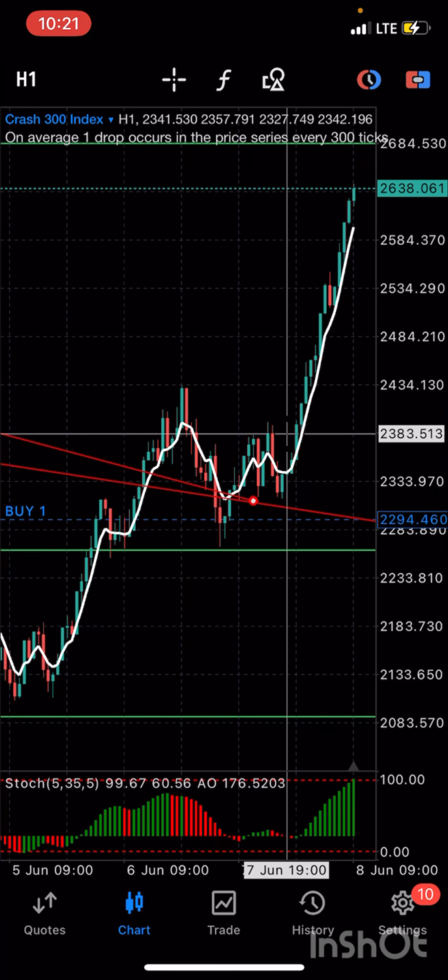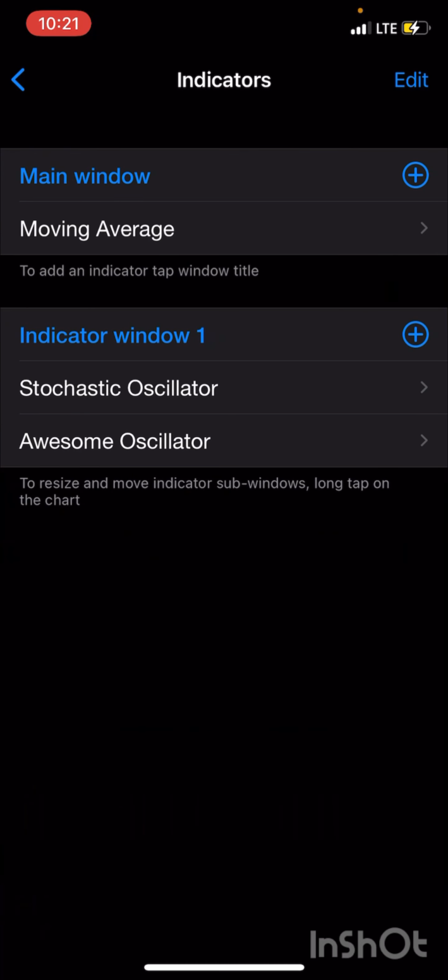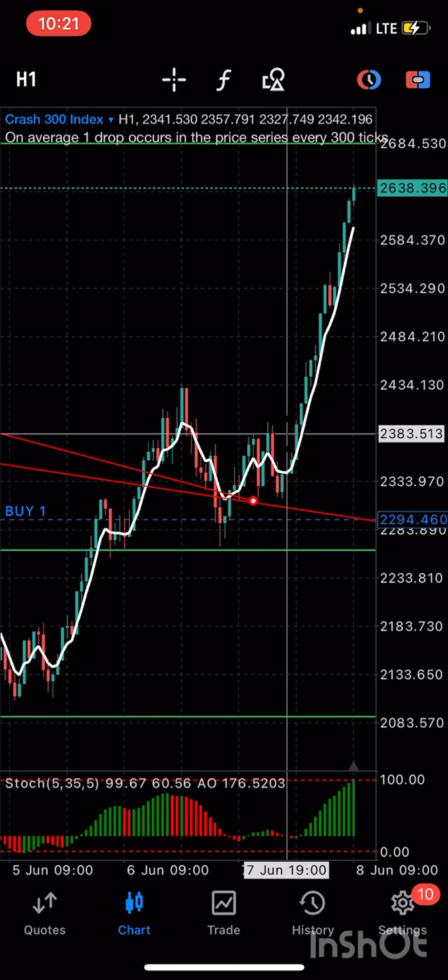So why am I showing you all this? Of course, I'm going to show you how to use indicators as well. The indicators we are using are the moving average, stochastic oscillator, and awesome oscillator. But this was purely price action. This was purely price action.